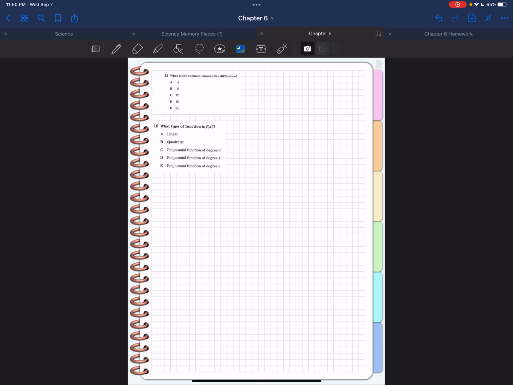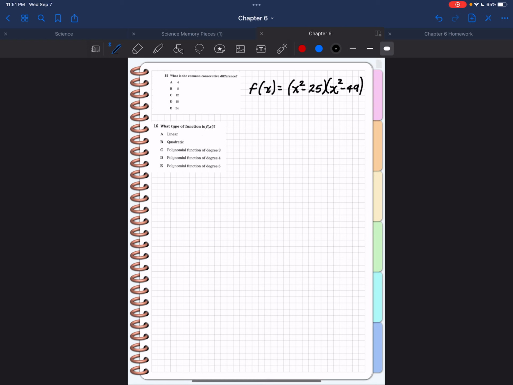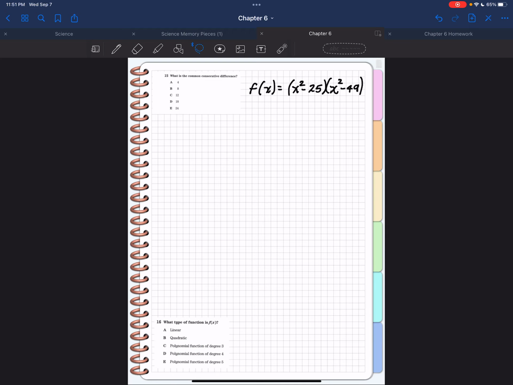So we have f of x equals x squared minus 25 and then x squared minus 49. And let me just be sure I've got that right. Yes, because we don't want to work all this and then realize that I had it wrong. Okay, let's move number 16 down here out of the way.